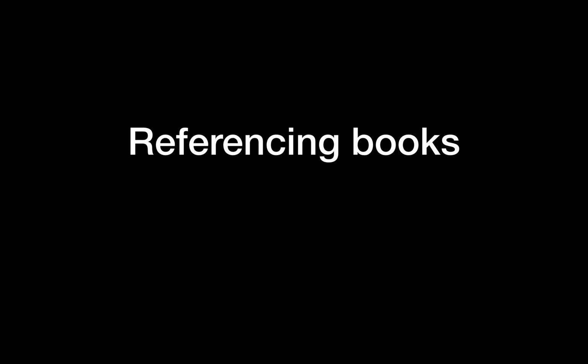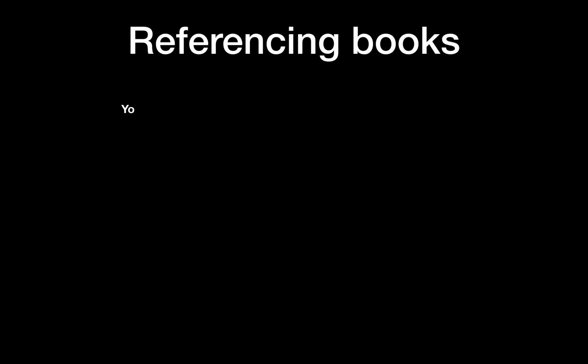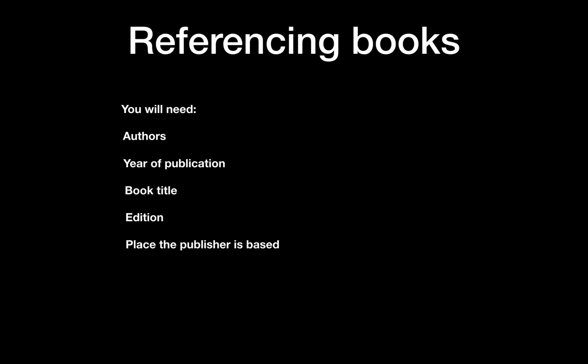So to reference books, you're going to have to gather a few details. You will need the authors or the editors, the year of publication, the title of the book, the edition, if it's the second, third, fourth, fifth edition of the book, and so on. You will need to mention that. However, if it's just the first edition of the book, you don't need to mention it. You also need to include the place where the publisher is based and the name of the publisher. So these are the details that you're going to need to gather.